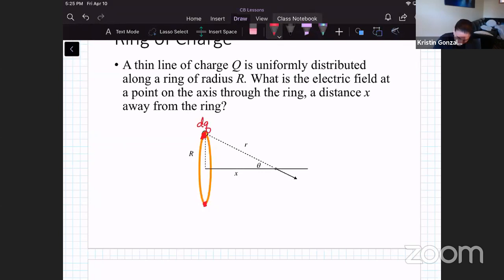And the tiny little charge on the bottom here also has a charge, dQ. So what I want you to do is at this point right here, I want you to draw me two different field vectors. What would the electric field be at this point due to the top little dQ? And what would the electric field vector look like due to the bottom dQ? So draw me two vectors. Which way would they be? Which way would the electric field be due to the top charge and due to the bottom charge?